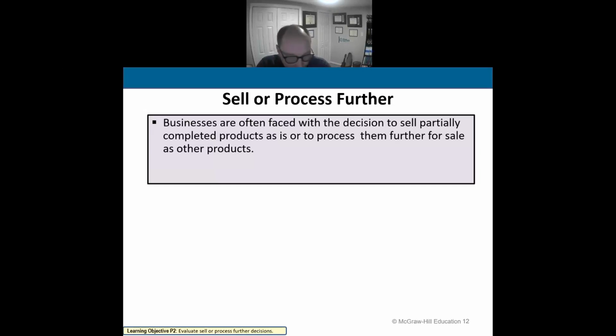In business, if we're in manufacturing, we oftentimes have to make a decision whether to sell it as it is or process it further. What do I mean by that? If, let's say, we are in the oil business, okay? Let's say we're Exxon or Chevron or whoever you like. So we're in the oil business, and we are drilling oil from the ground, getting the oil, putting it in barrels, and then we do something with that oil.